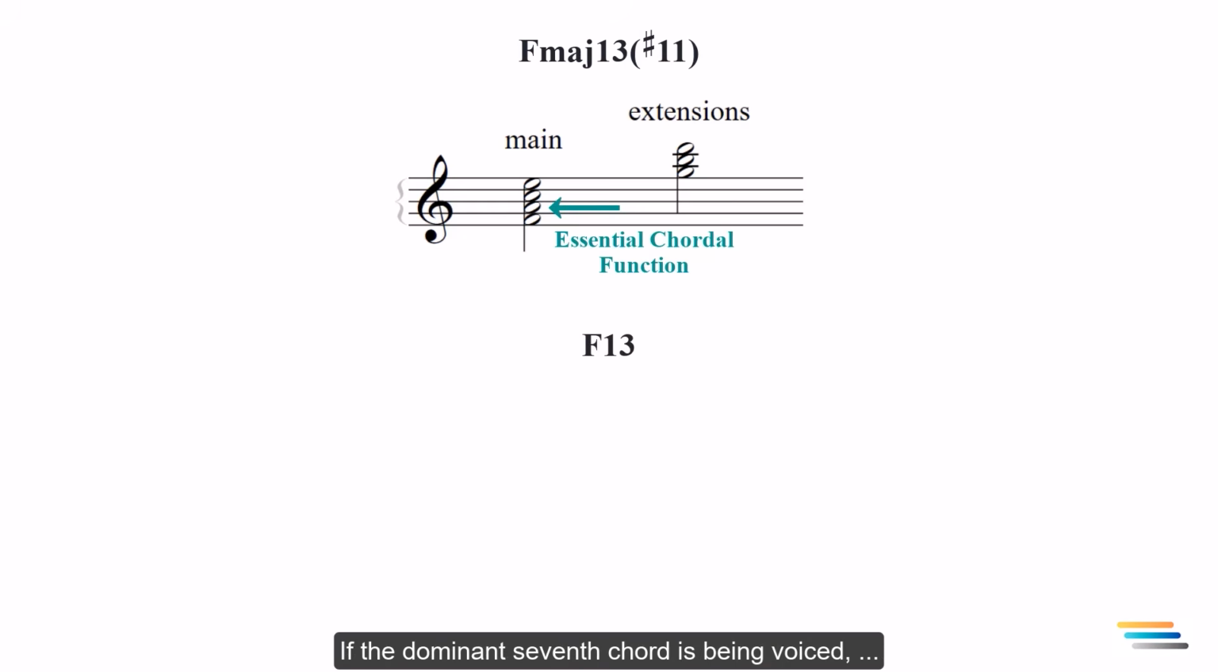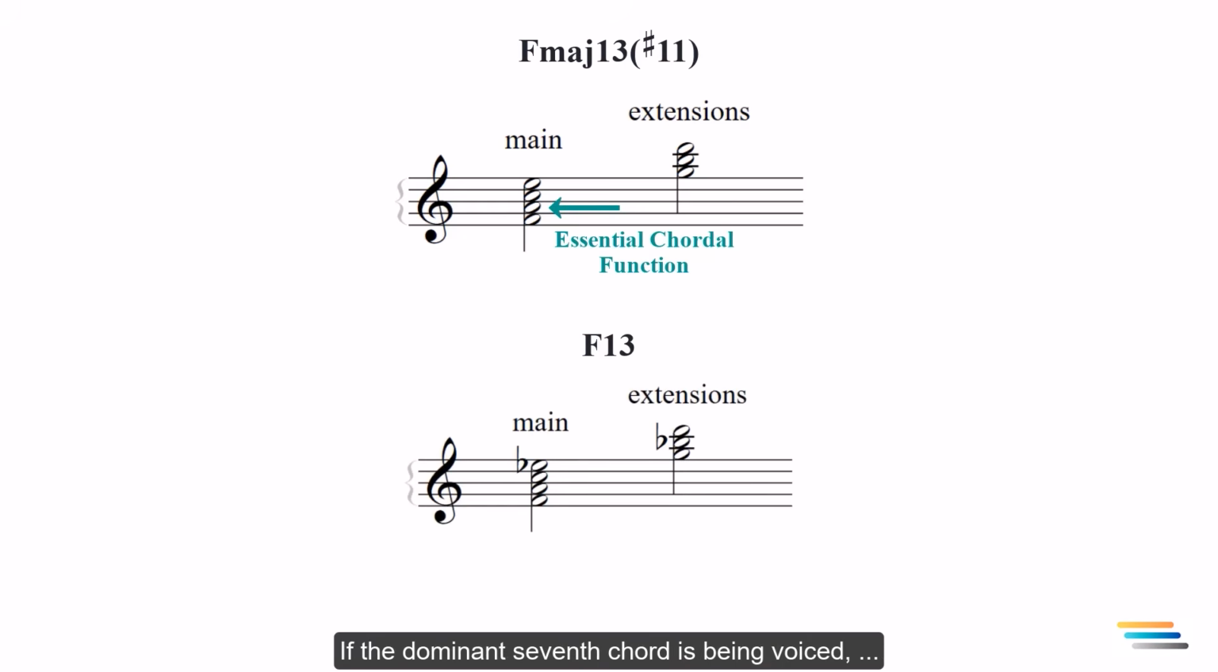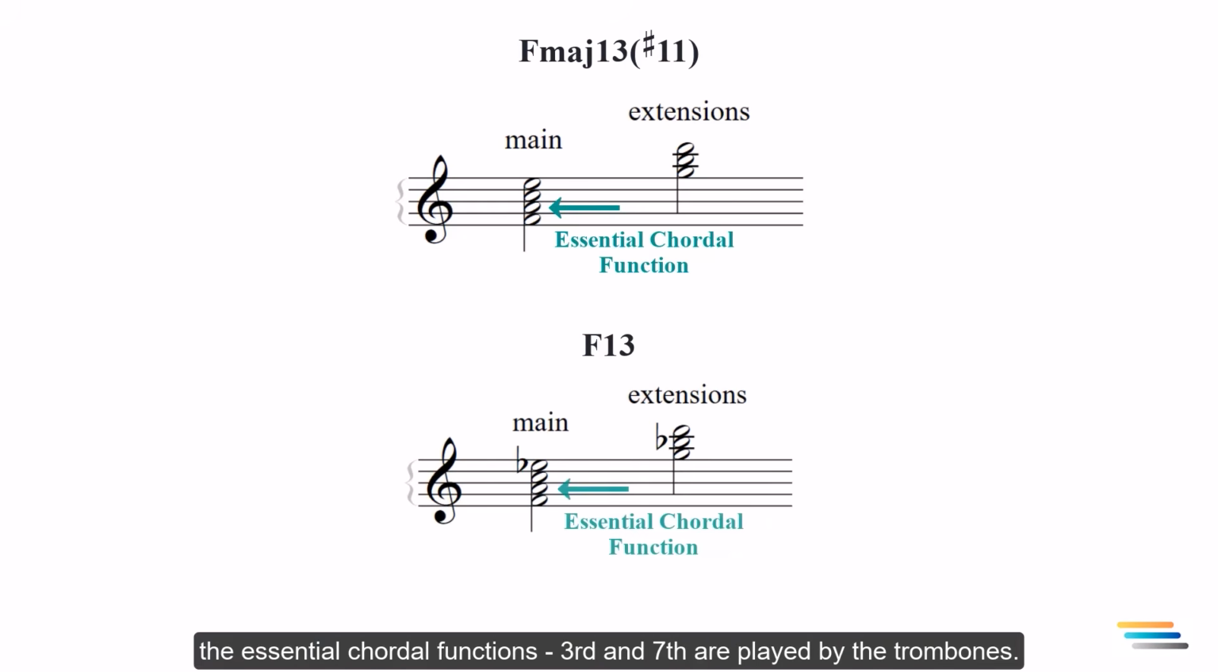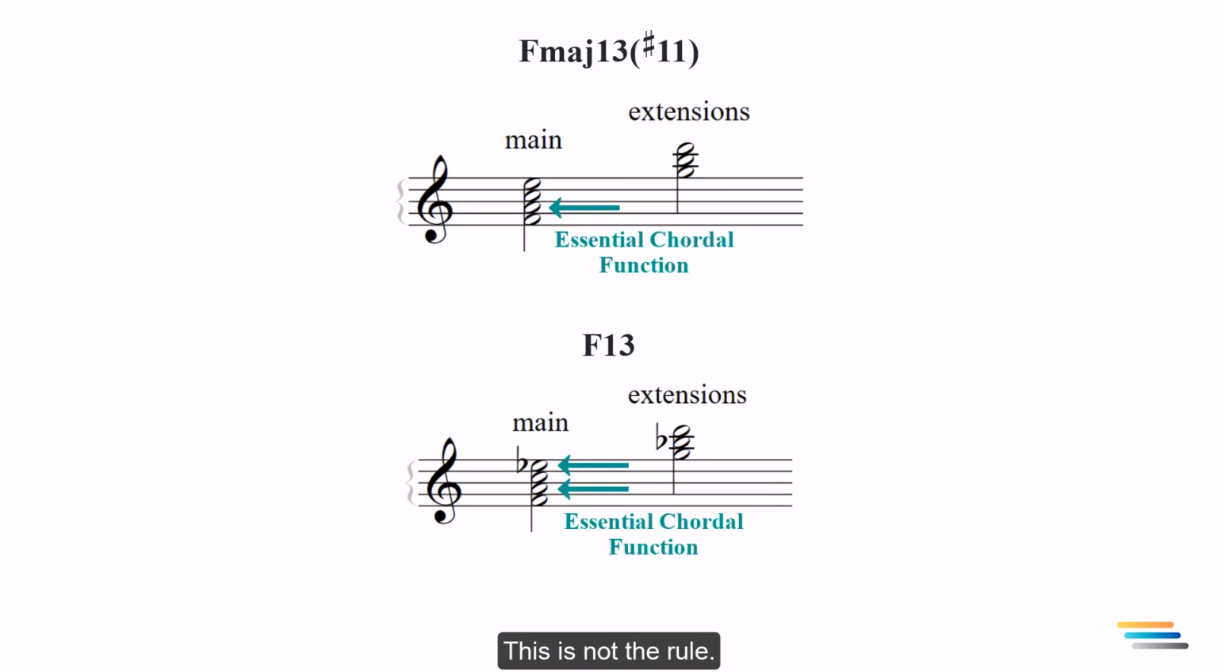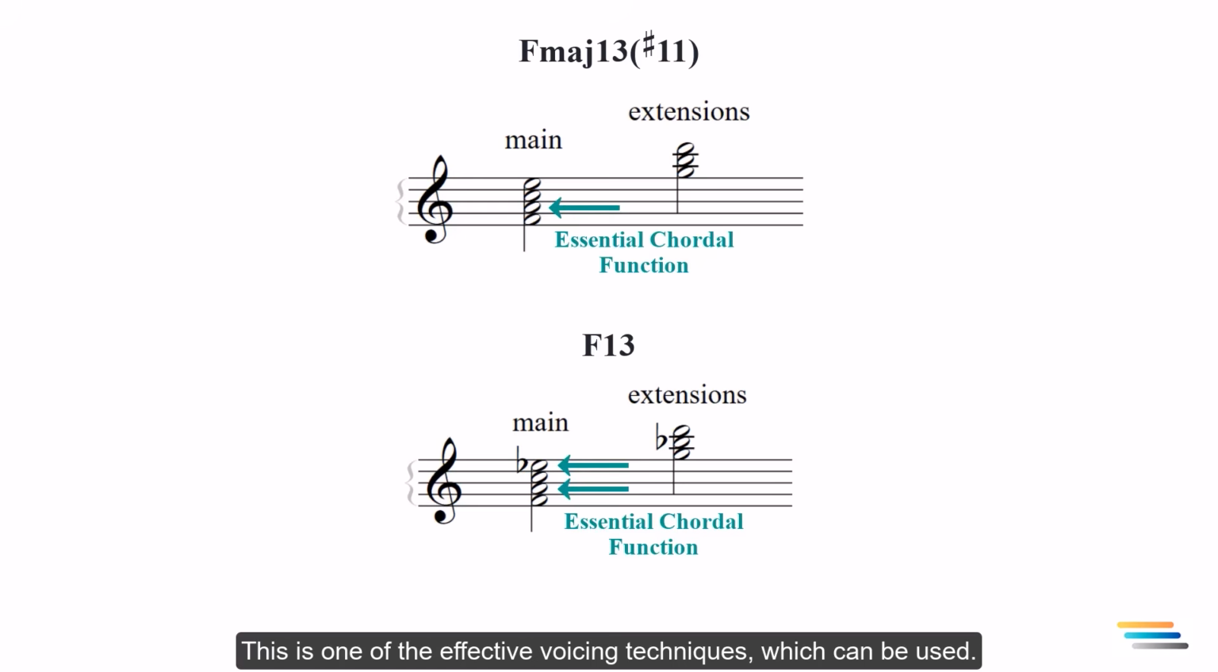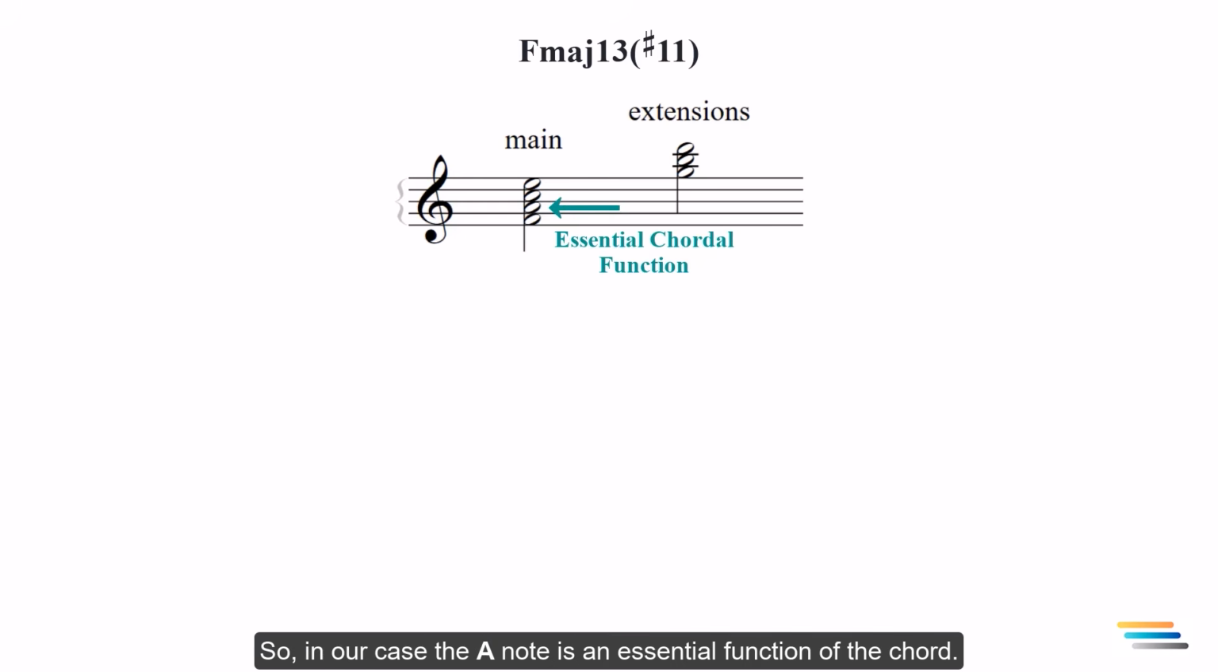If the dominant 7th chord is being voiced, the essential chordal functions, 3rd and 7th, are played by the trombones. This approach also can be used in symphonic literature. This is not the rule. This is one of the effective voicing techniques which can be used. So, in our case, the A note is an essential function of the chord.